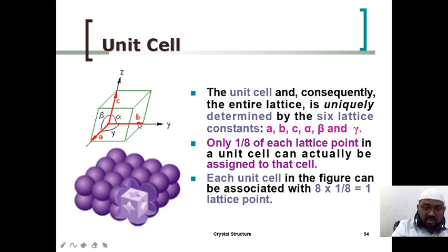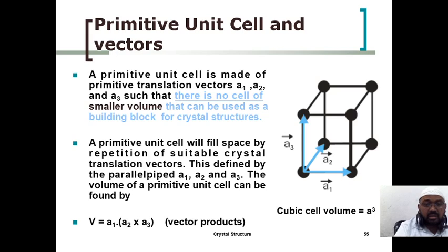This corner is taking 1/8 part of the lattice point or the atom. So each unit cell in the figure is associated with how many corners? 8 corners, each taking 1/8 part. So 8 into 1/8 is 1 lattice point. So a simple or primitive unit cell has 1 lattice point. This is the way we can calculate the number of lattice points present in the simple cubic lattice.